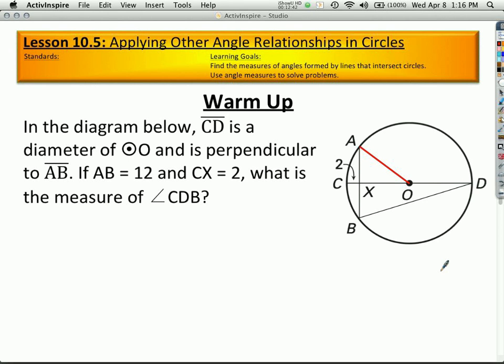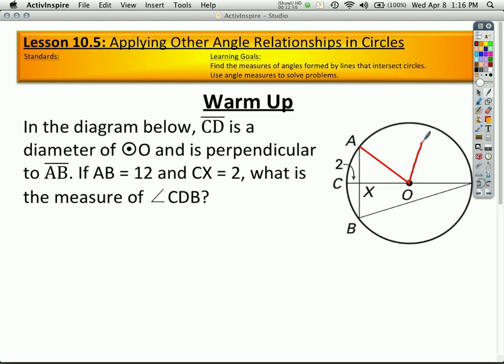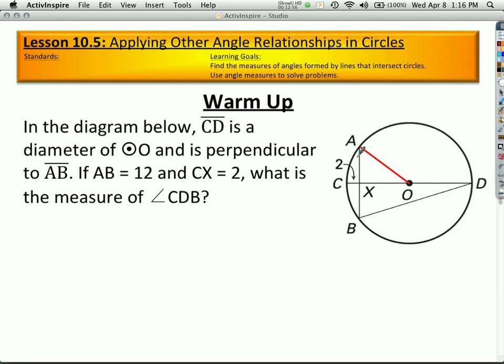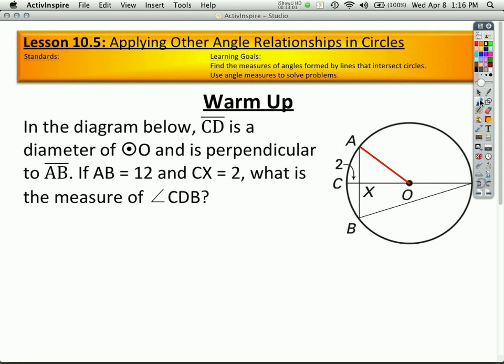So what I want you to do is focus on something particular. I drew this radius very intentionally, as opposed to drawing a radius here or over here. Because when I draw this radius, I get something. What do we get? Dalton? We get a right triangle.